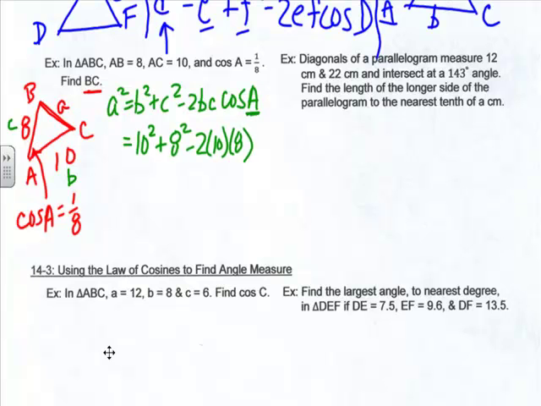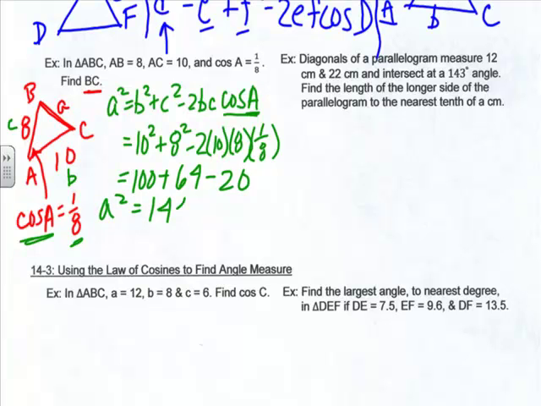Now, sometimes you'll have angle A and you'll have to write cos of A, but in this case they told us the cos of A, so I can just sub this in directly as 1/8. So I have 100 plus 64 minus, multiply all this stuff out, and you get 20. And so as it turns out, A squared is equal to 144, and so all we've got to do is square root both sides, and in this case we don't want the negative since this is actually a length of a side, so A would be equal to 12. And if I want to be more specific to the way the question was asked, the length of BC is 12. Okay, just another application of it.